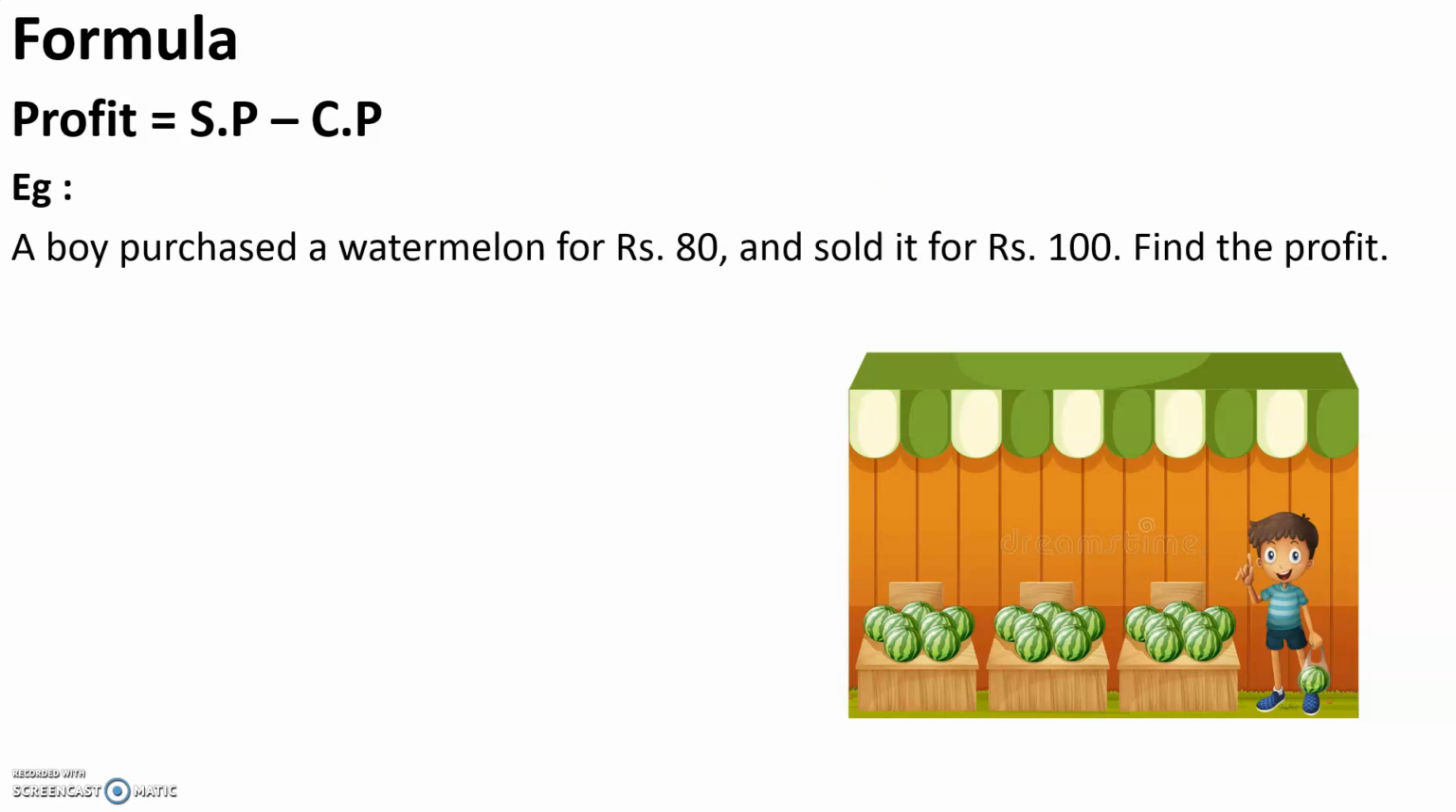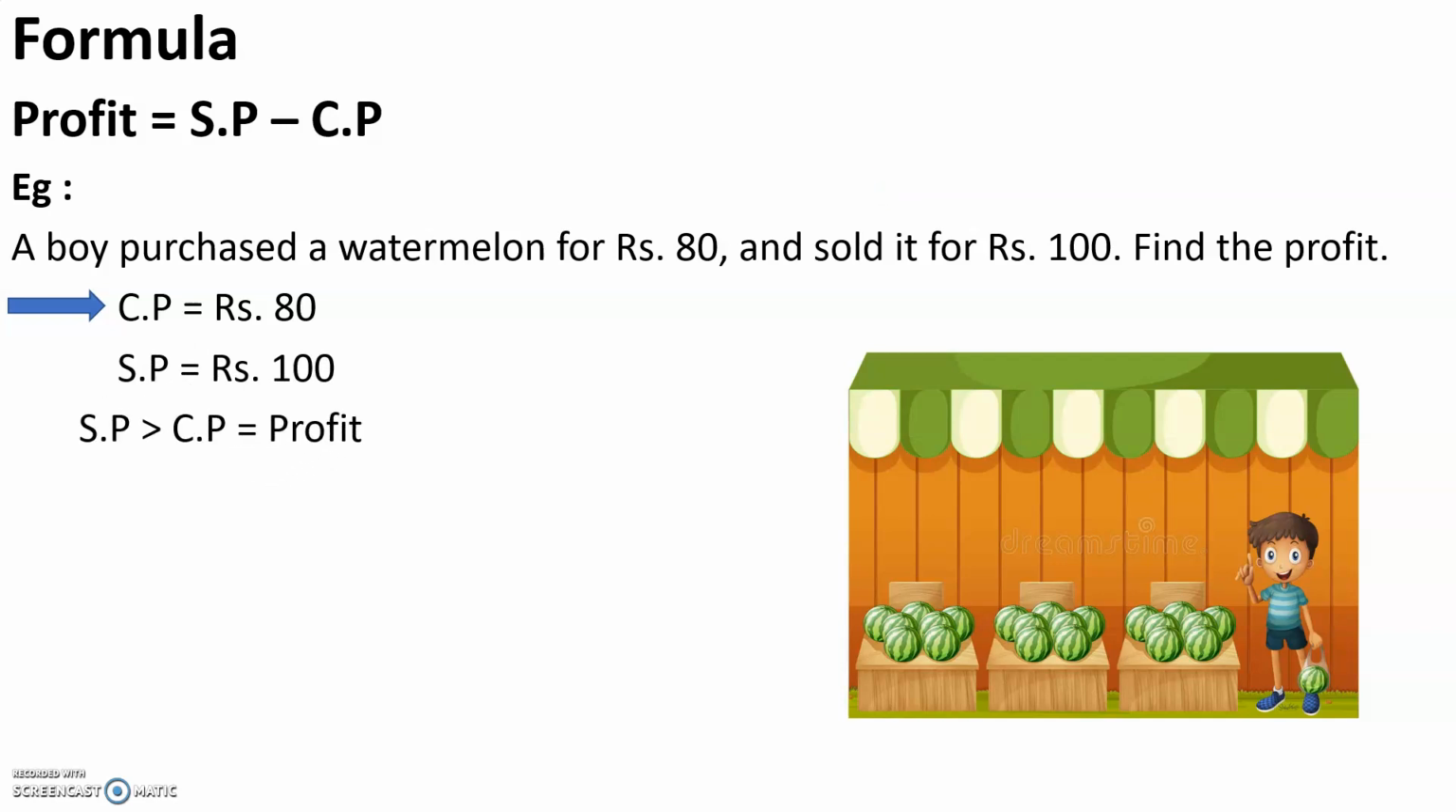A boy purchased a watermelon for rupees 80 and sold it for rupees 100. Find the profit. So, cost price is rupees 80. Selling price is rupees 100. So, selling price is greater than cost price. So, it is a profit. So, profit is equal to SP minus CP, which is 100 minus 80 gives you rupees 20. Now, this 20 is the actual profit.